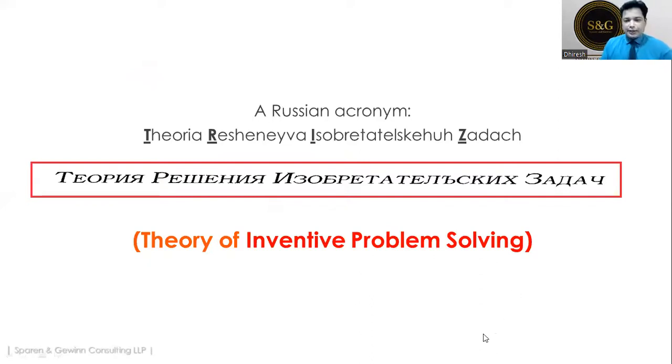TRIZ is basically an acronym of a Russian word. I cannot pronounce it, so don't worry about it. But in simple English, we can say theory of inventive problem solving, or innovative problem solving. In English, they call it TIPS as well. So this is called the theory of inventive problem solving. That's what we are going to learn today.